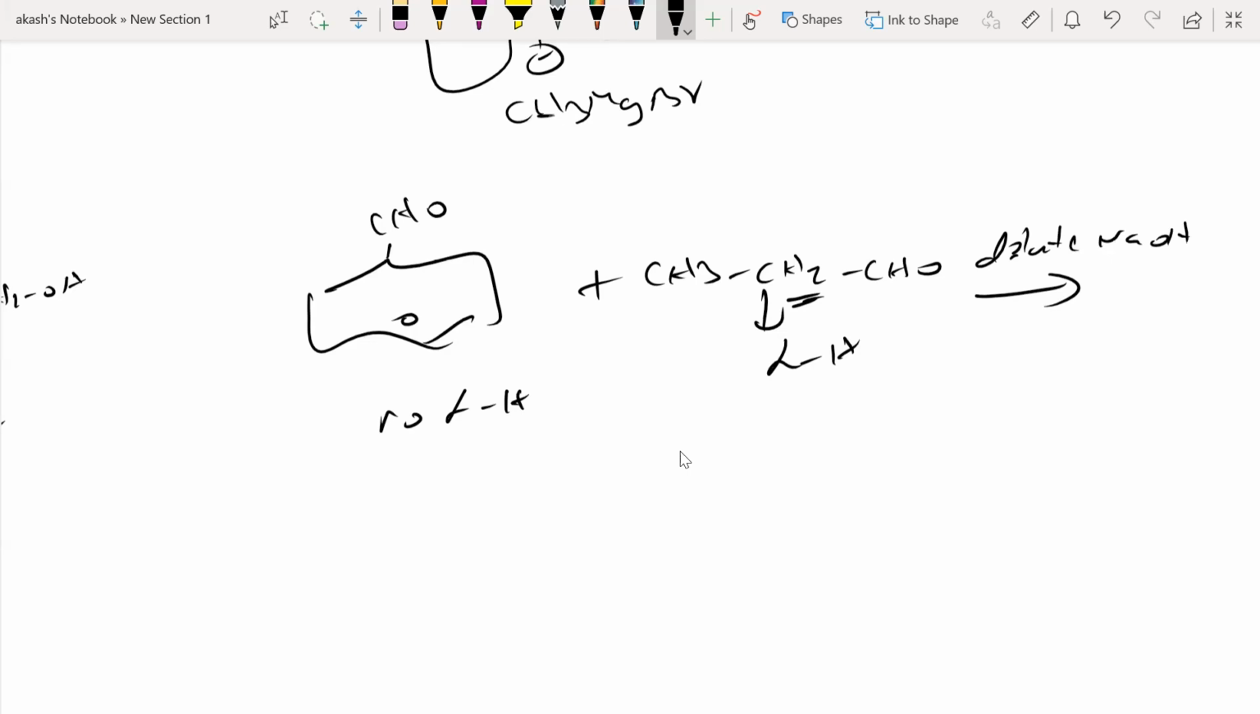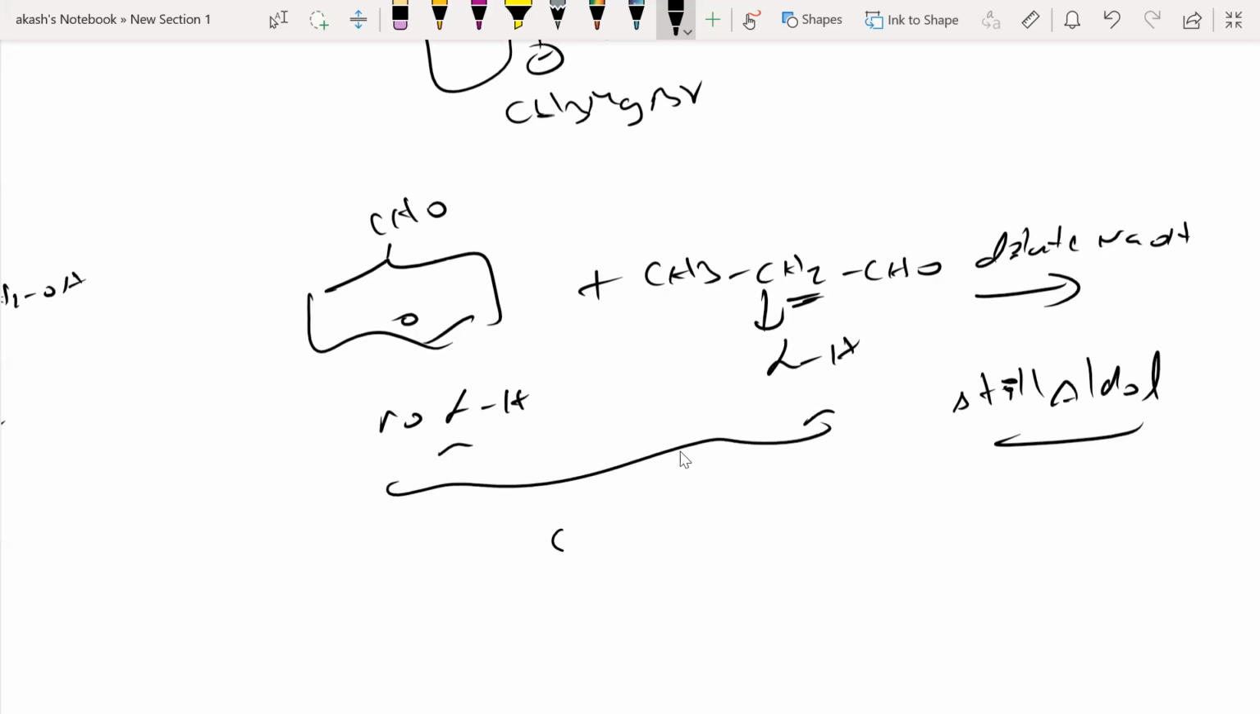Now, if one compound has alpha hydrogen and the other compound does not, even in these kinds of cases, where I'm giving you two compounds, it is still aldol condensation only. The moment you see any one of them having alpha hydrogen, you can decide that it is definitely going to be aldol condensation. You can easily understand that this particular reaction is actually a cross-aldol reaction.